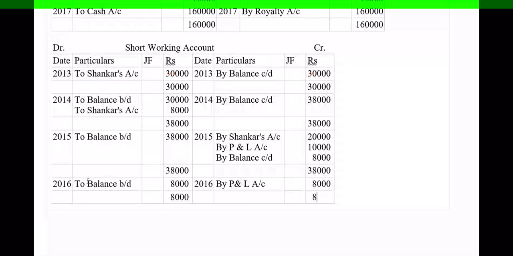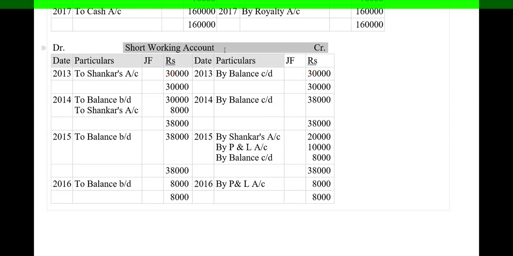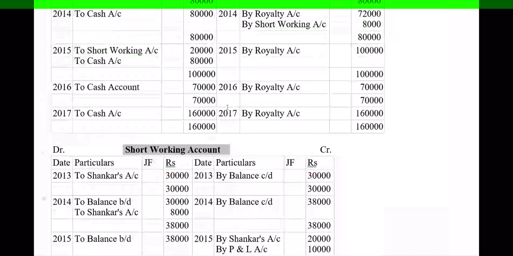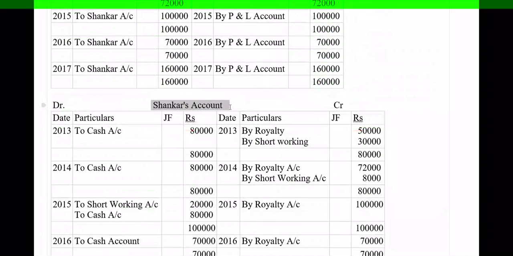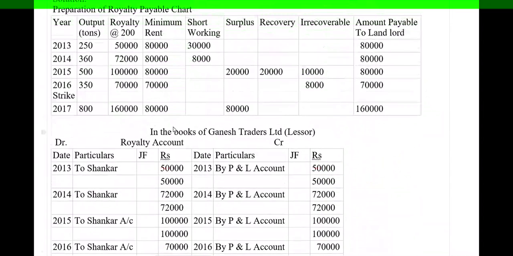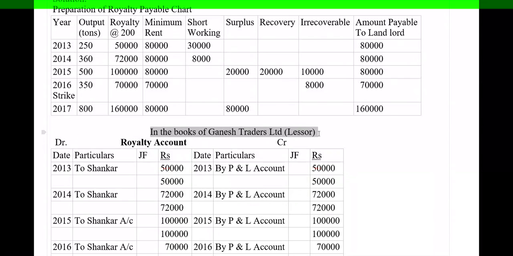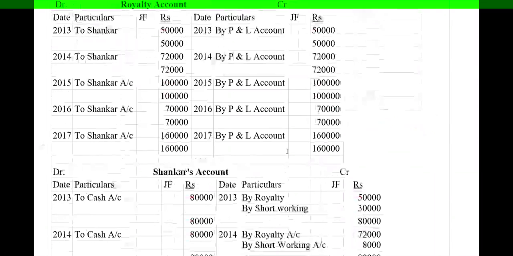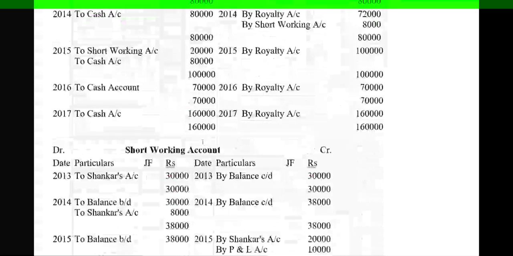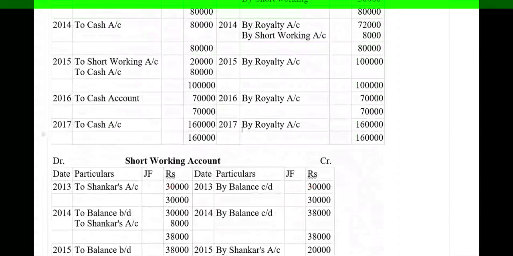So this is how we need to prepare the necessary ledger accounts in the books of the lessee, that is the manufacturer, or he may be a publisher, or it may be a landlord here. So this is how the accounts are prepared here. This question carries 15 marks. Thank you.